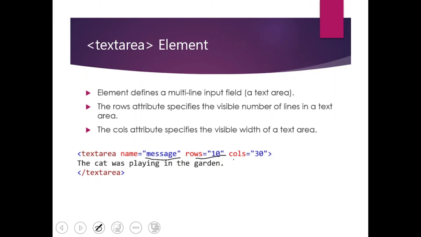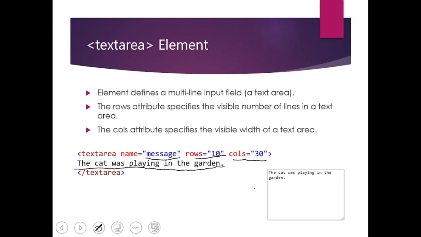Rows is equal to 10 and columns is equal to 30. So it will show us a box with that many rows as height and columns as width. So it takes rows as the height and columns as the width. And inside the text area, this text will be visible: The cat was playing in the garden.